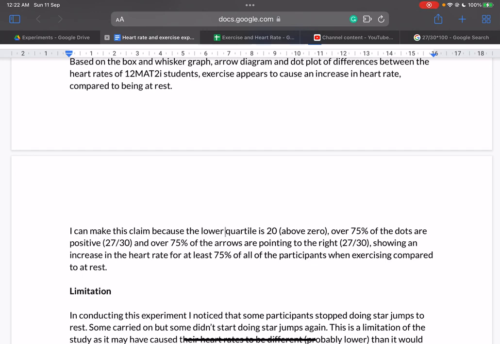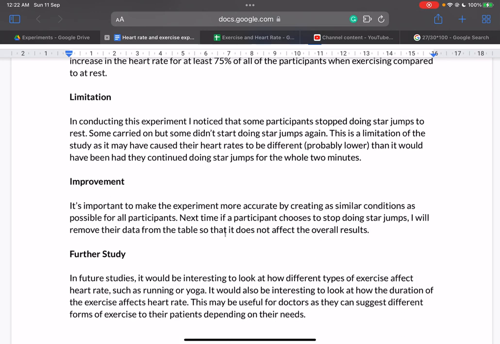Now you need to talk about the limitations, improvements, and areas for further study. So you only need to talk about a little bit for each of these things. In conducting this experiment, I noticed that some participants stopped doing star jumps to rest. Some carried on, but some didn't start doing star jumps again. This is a limitation of the study, as it may have caused their heart rates to be different, probably lower than it would have been had they continued doing star jumps for the whole 2 minutes. So that's a limitation of the study, because it caused their heart rate to be probably lower than it would have been.